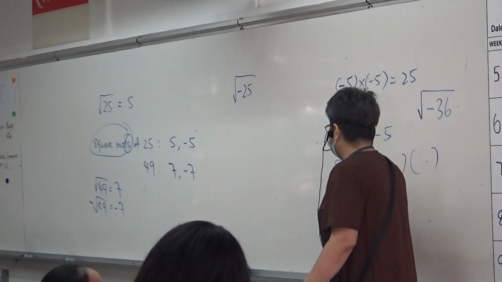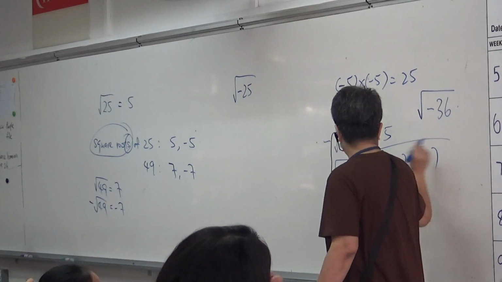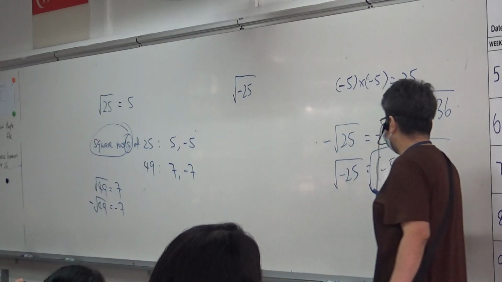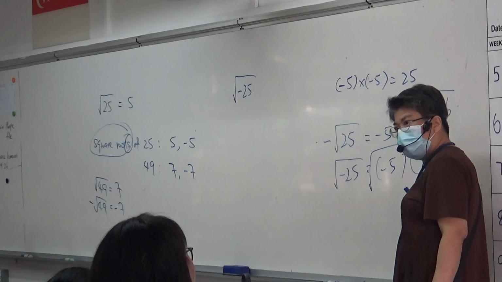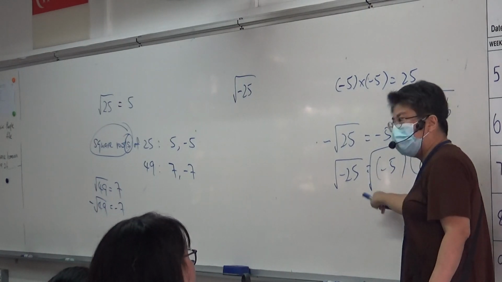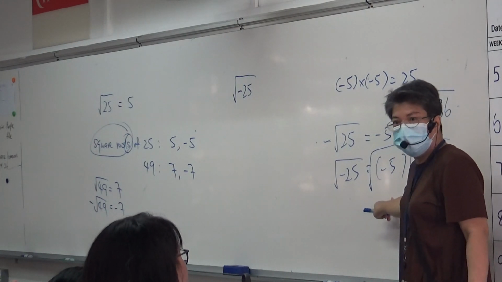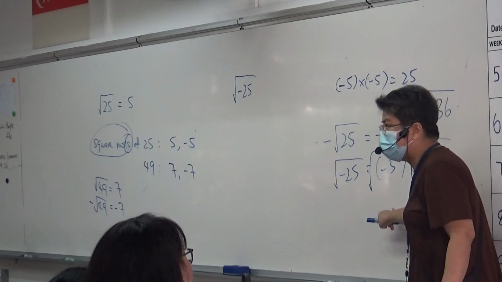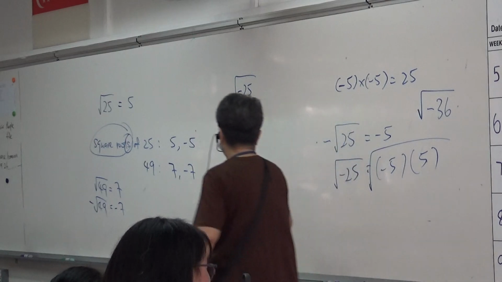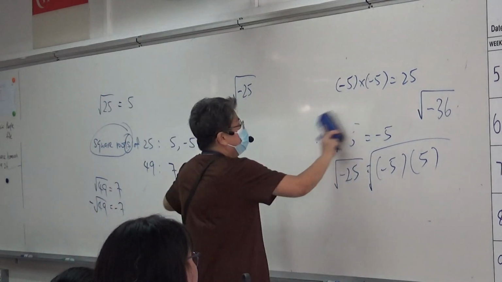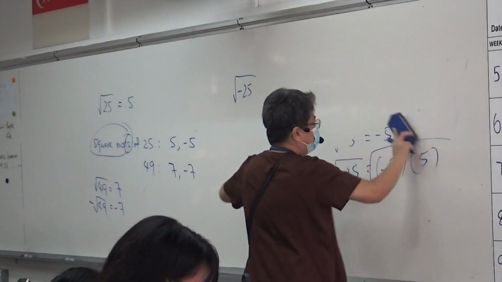Because for this to be negative 25, it must be a square root like that, right? Can you see I cannot? These two are not the same. One is positive, one is negative. They must both be the same, then I can take the square root. Are you all clear now? Okay, alright, good. Now we move on to one more thing.